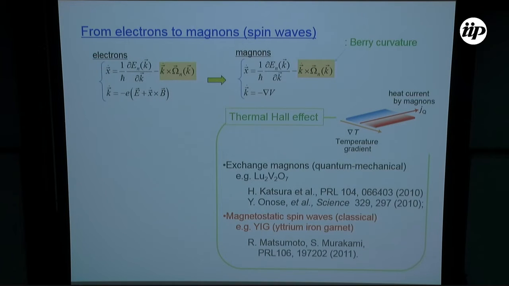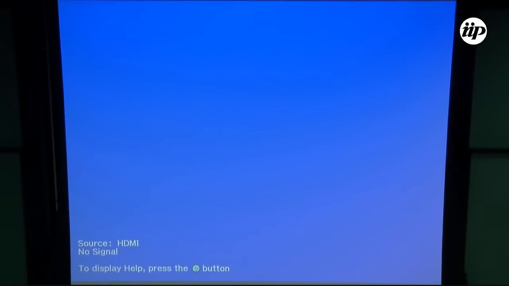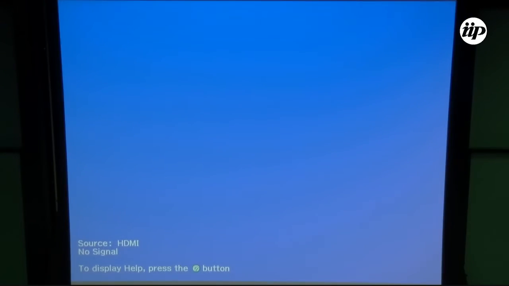Okay. So for this very curvature for magnons to be non-zero, we have... maybe we should... maybe I won't touch this. Maybe I will stay away. Some problem with the connector. Yeah. Stay away.